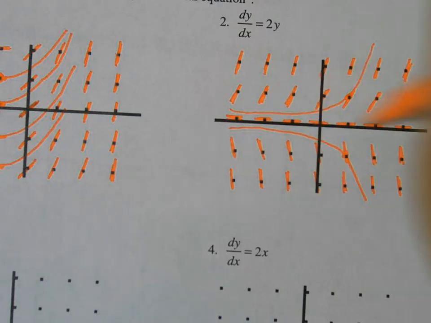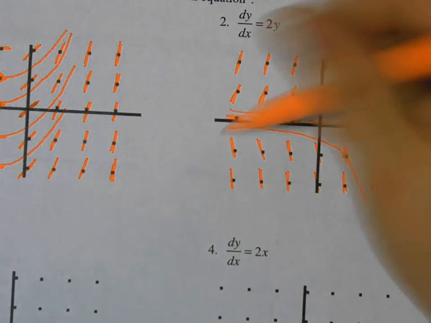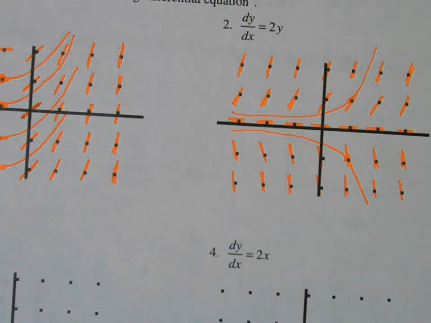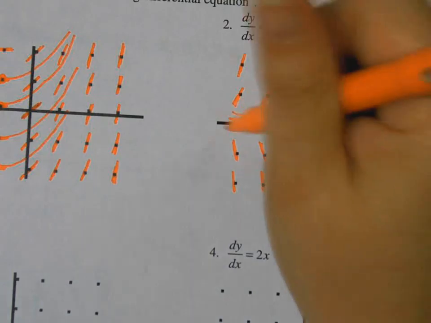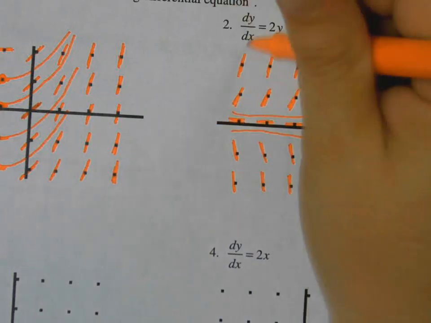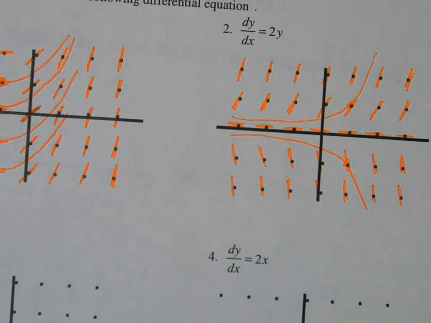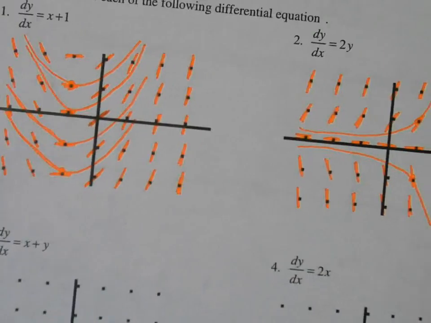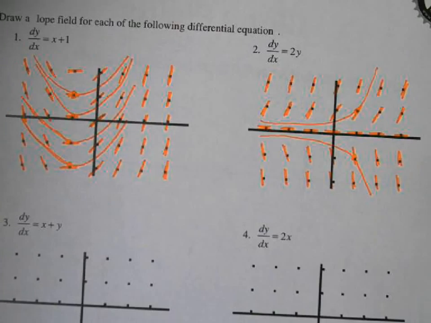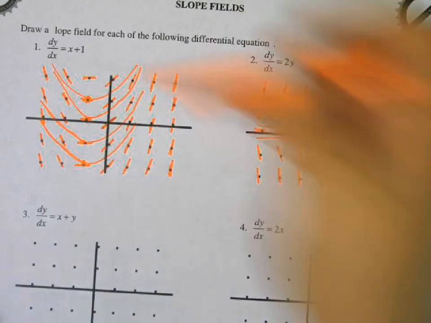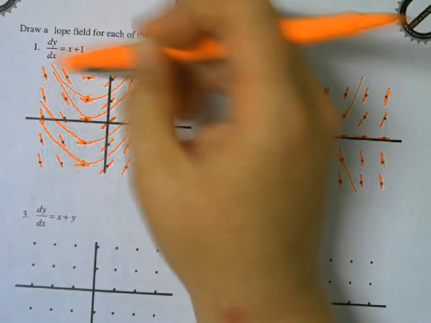But if I do 0, 2, or 1, 1, or 2, 0, or 3, 1, those all add up to 2. So a little bit steeper. 1, 2 adds up to 3, a little bit steeper. 2, 2 adds up to 4, so a little bit steeper. 3, 2 adds up to 5, so it gets steeper. But on the diagonal, all the slopes are the same.